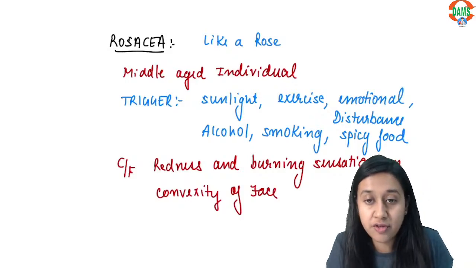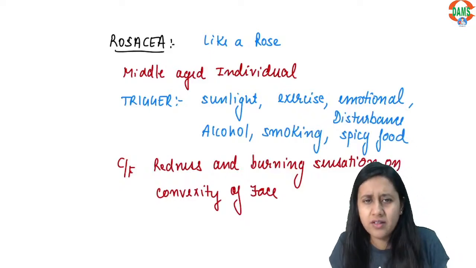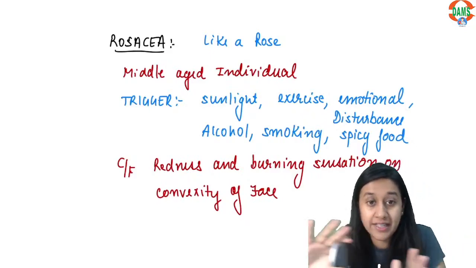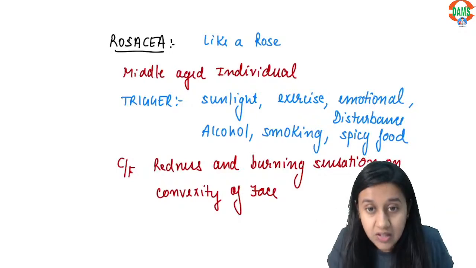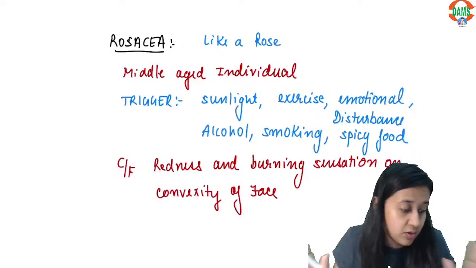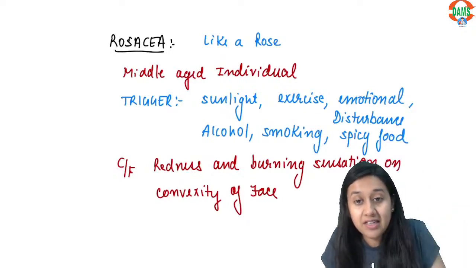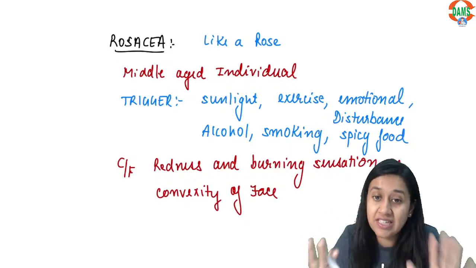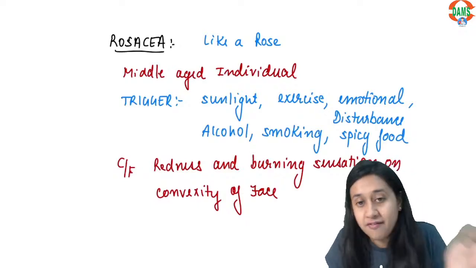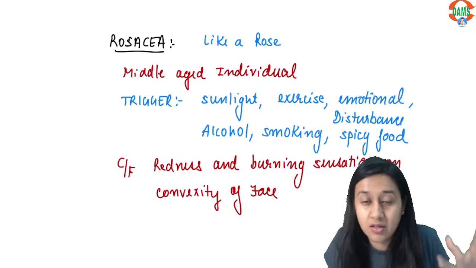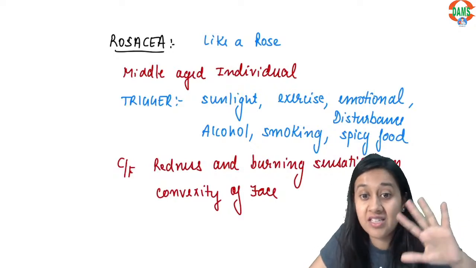These are the patients of rosacea. So they are middle-aged individuals who present to us with some redness and burning following these triggers. Now please remember, when these triggers are gone, the patient's skin turns absolutely normal. But in SLE, that malar rash remains throughout the course of illness. Whether there is any exposure to these triggers or not, the rash is always there. And that is why we call the SLE rash a static rash.